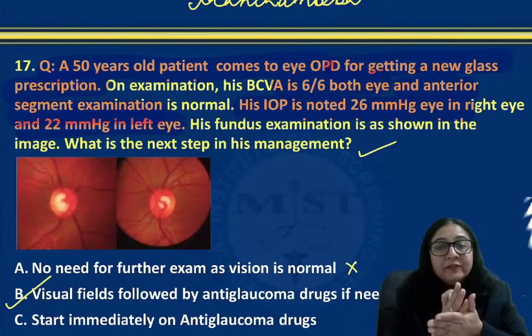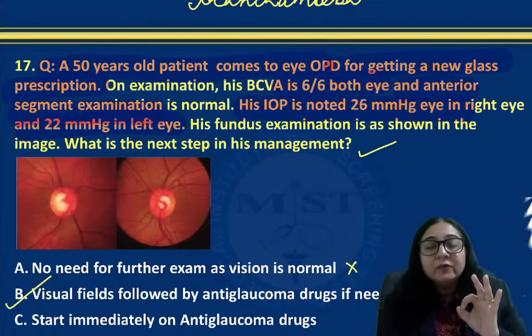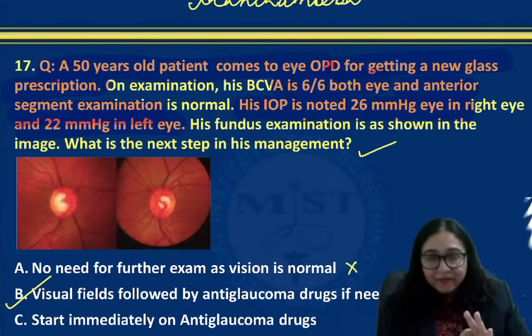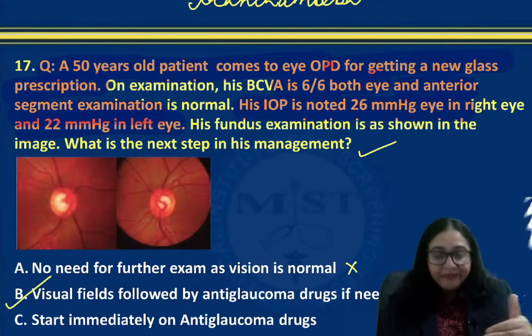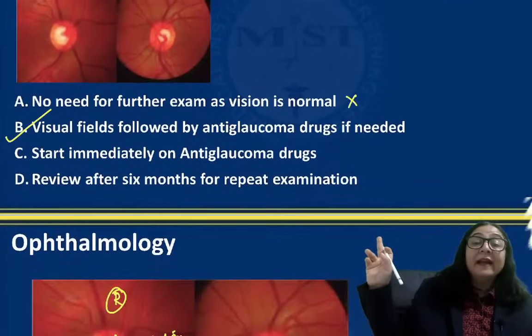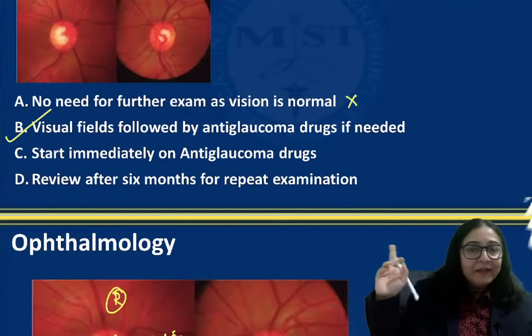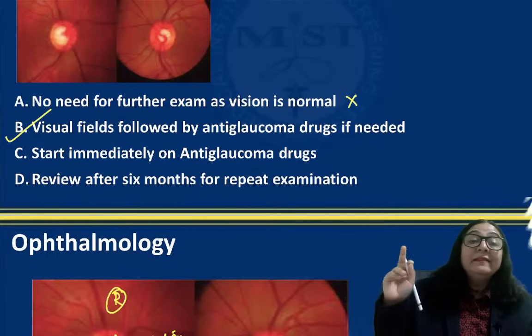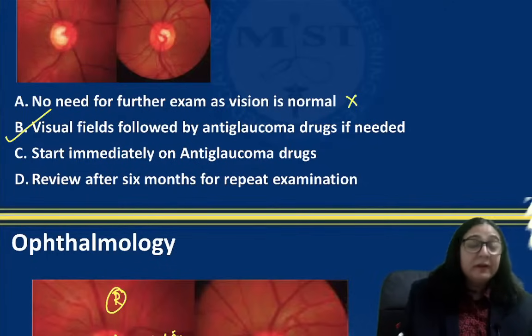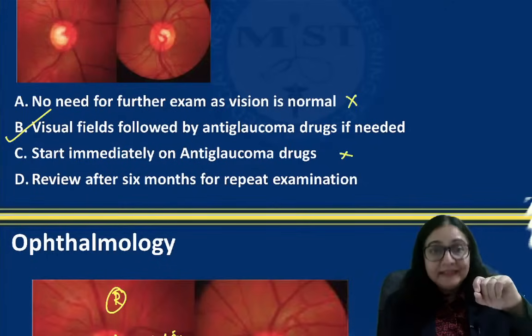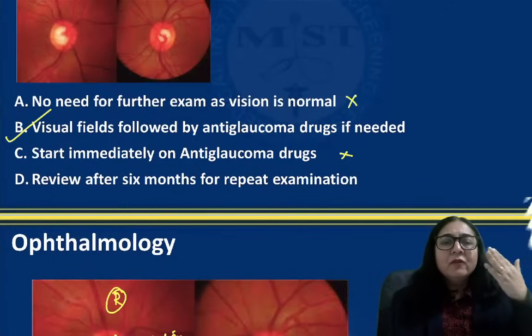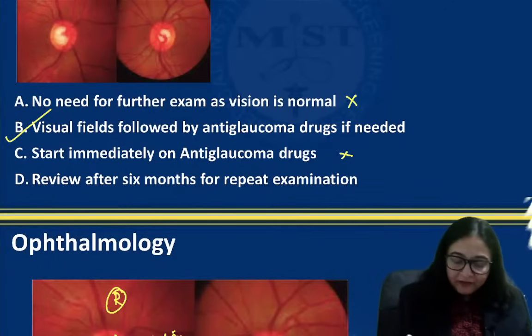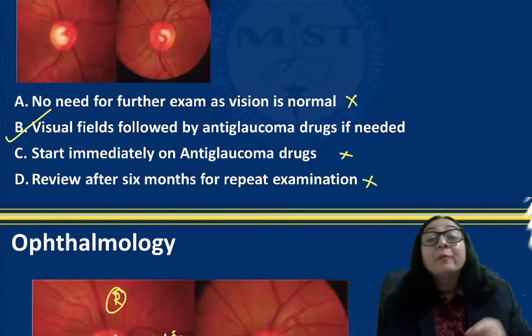Okay, so first you want to make the diagnosis of glaucoma confirmed by doing visual field, and then you will start the anti-glaucoma drug once you have confirmed the diagnosis. So the best answer here will be C and not the B. Review after 6 months for repeat examination, that is also not the appropriate choice here.